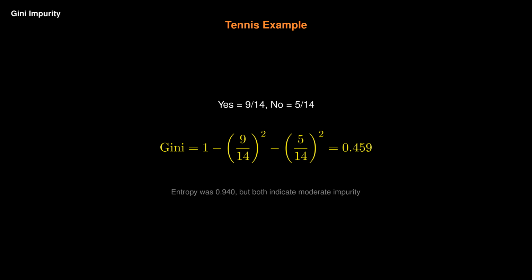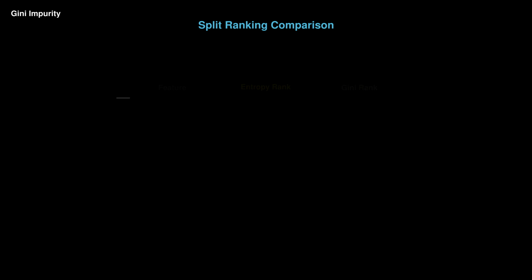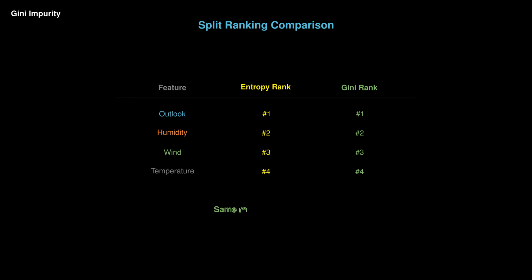When we rank splits, Gini and entropy usually agree. In tennis, outlook still wins with the highest gain. Humidity is second, wind is third, temperature is last. Same ranking, same tree.